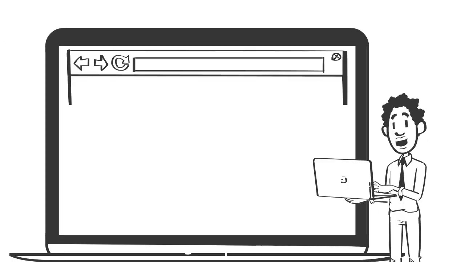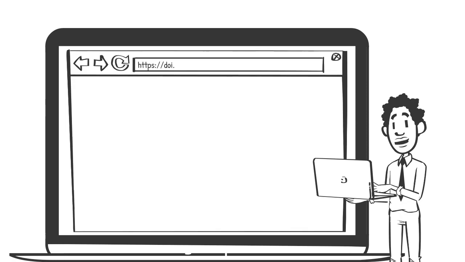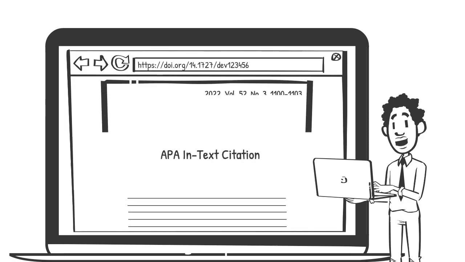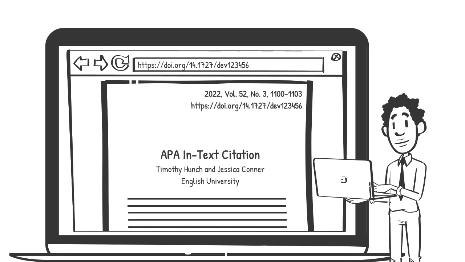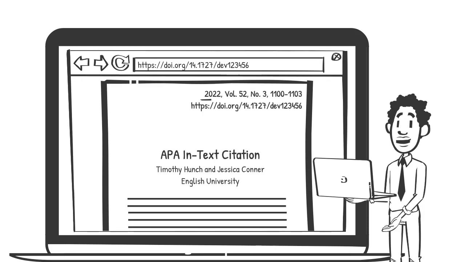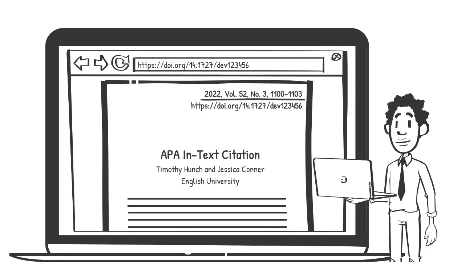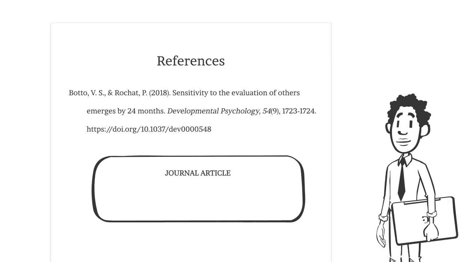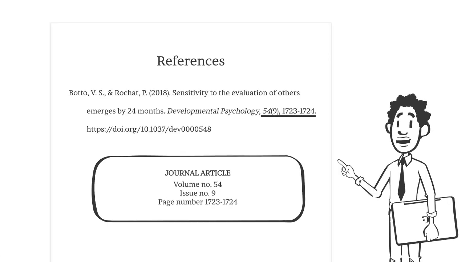Now, if you're citing a journal article, these follow slightly different rules. How would you know a resource is a journal article? By checking if the article has a volume number, issue number, and page number. If your resource is a journal article, italicize the volume number, the issue number should be contained in parentheses, and then list the page number.